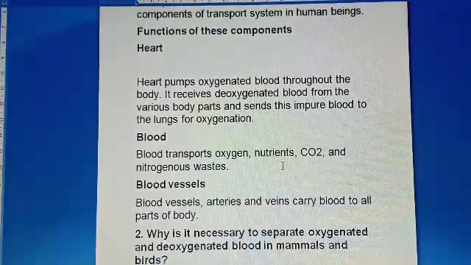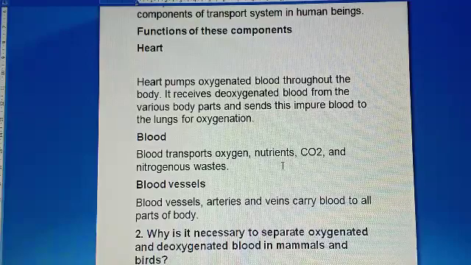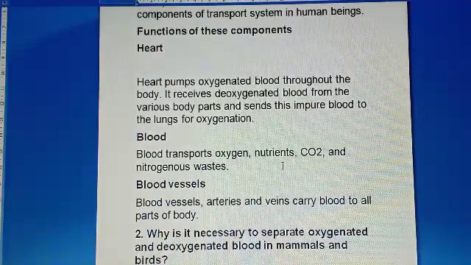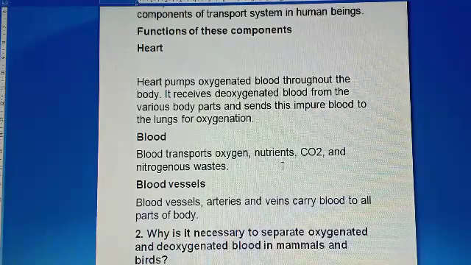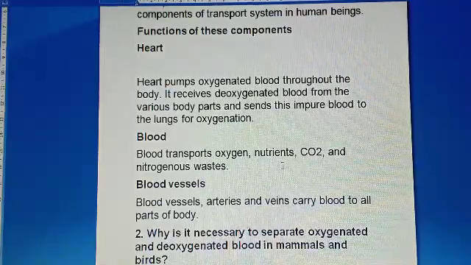The next is the blood vessels, like arteries, veins and capillaries. The function of the arteries, veins and capillaries is to carry the blood from one part of the body to another part. Next question.